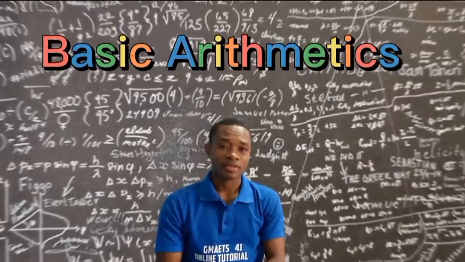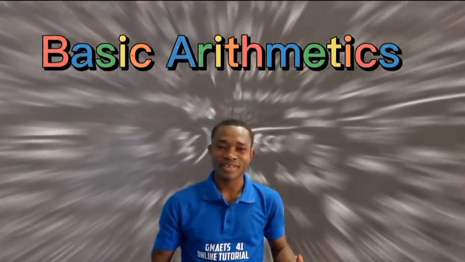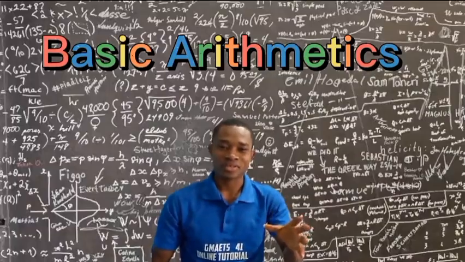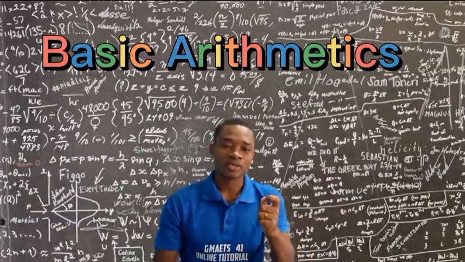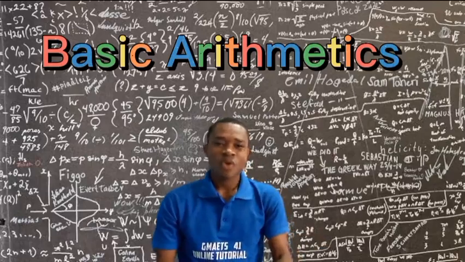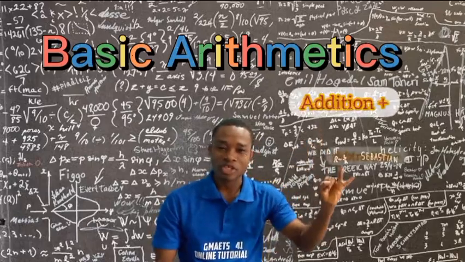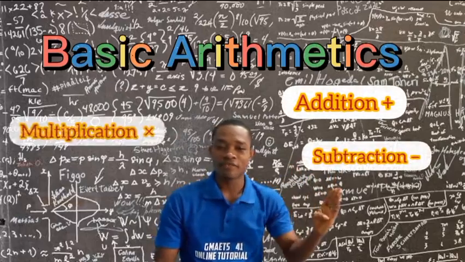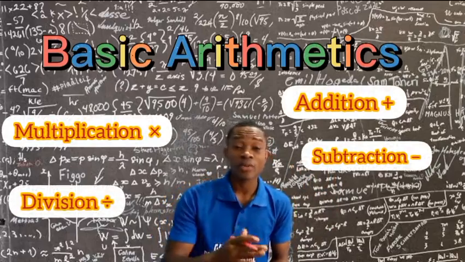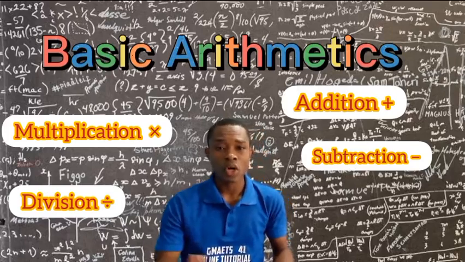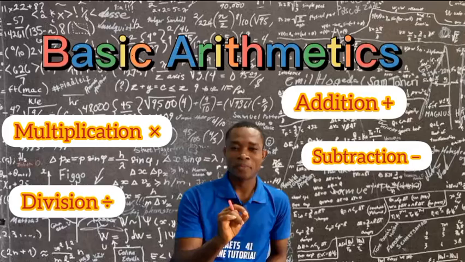Basic arithmetics. When we talk about arithmetics generally, what does it mean? What are our interests? Arithmetics generally deals with the basic operations that we carry out on numbers. And when we talk about the basic operations, what do we mean? Addition, subtraction, multiplication, and division. The four of them are the basic mathematics operations that we carry out on 2 or more numbers. And of course, that is what this basic arithmetic is going to teach you.